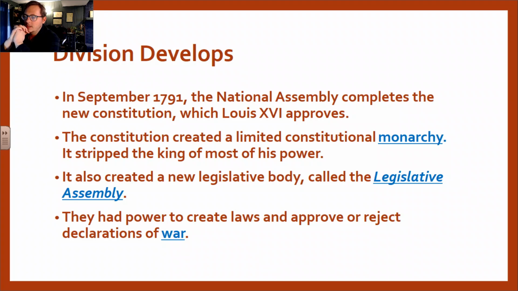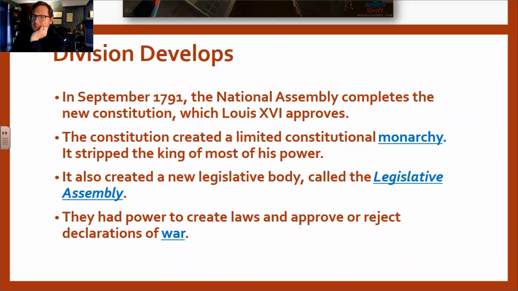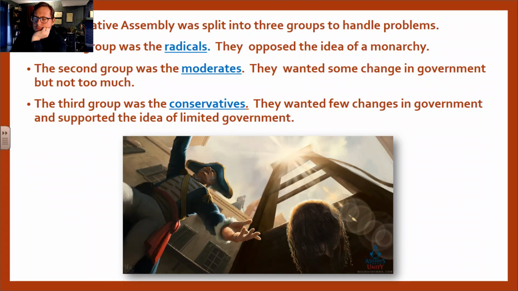It also created a new legislative body called the Legislative Assembly, and they're going to rename that at least 2 or 3 more times, so don't get too attached to that name. Now the Legislative Assembly had the power to create laws and approve or reject declarations of war. I actually think England is a constitutional monarchy now that I think of it, because they have a parliament, which these guys did too.